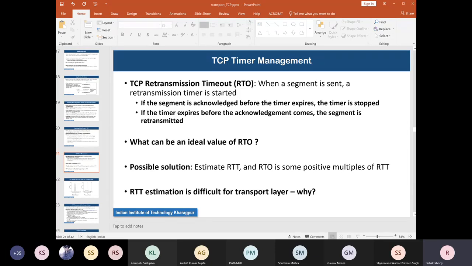Now, the round trip time can give you some idea of the RTO, right? The round trip time is what you observe: within what time you are getting back the acknowledgement for some particular segment in the very recent past, and you just consider some constant multiple of that to be your RTO. So this is a very simple-minded solution. But round trip time estimation is quite difficult in the transport layer.